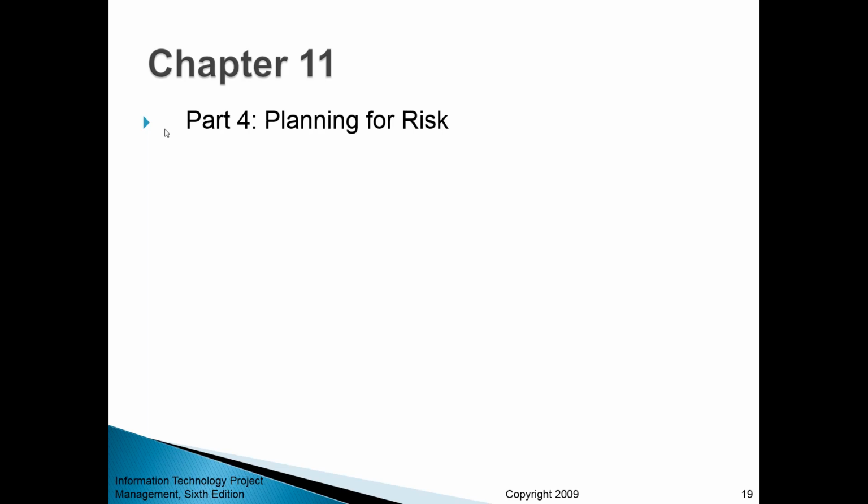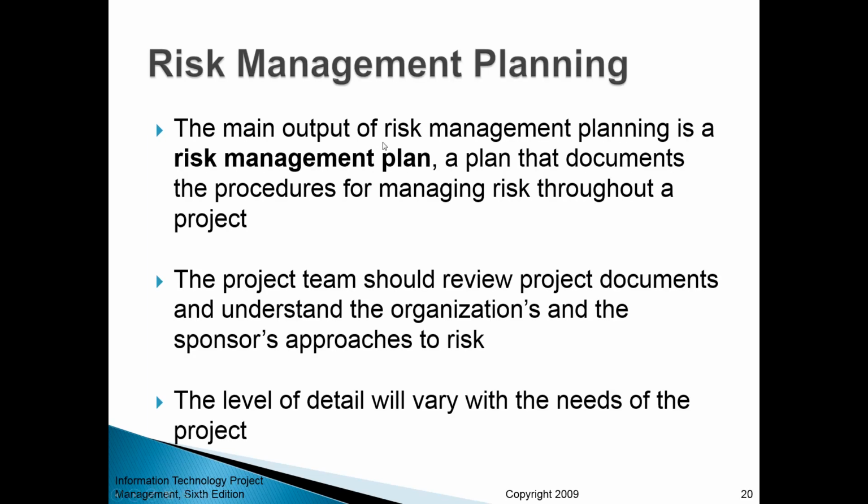Part 4 of Chapter 11 is devoted to planning for risk. The most important outcome or deliverable of this risk management process is the so-called risk management plan. It's a document that contains a plan outlining all the procedures for managing risks throughout a project.